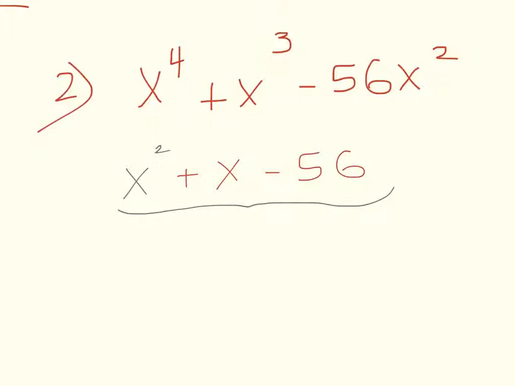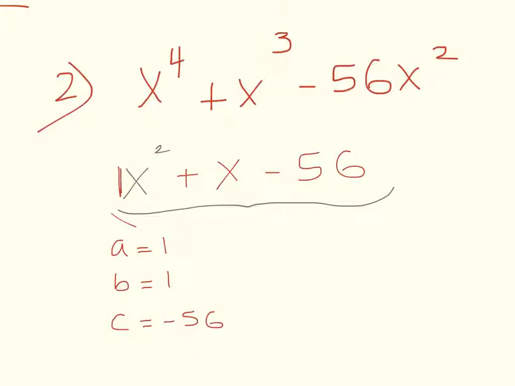Now as you can see, this is a trinomial. You have x to the second, you have x, and you have negative 56. So let's try to factor it. As you can see, a is 1. A is the number in front of x squared, so it's 1. Now b is also the number in front of x, so that's 1 as well. And c is negative 56. So the c is the constant by itself.